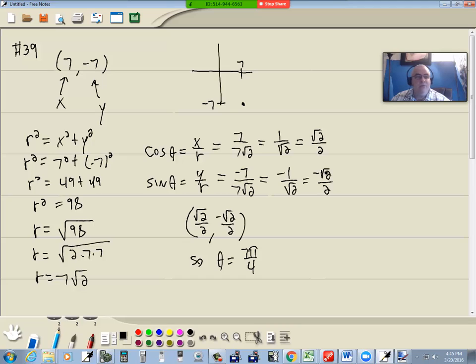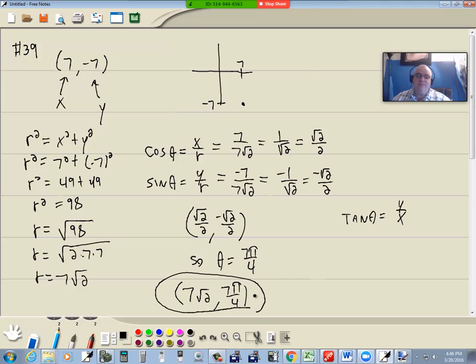Now if these did not equal something on a unit circle, you'd have to use tangent theta is equal to y over x. And then you'd have to solve it there, make sure you keep in mind where your inverse tangent is valid, from negative pi over 2 to pi over 2, and find your angle. But this gives us our exact answer. You won't necessarily get an exact answer with this formula. Okay, now we have r and we have theta, so I'm going to have 7 square root of 2 and 7 pi over 4. And that's our answer.